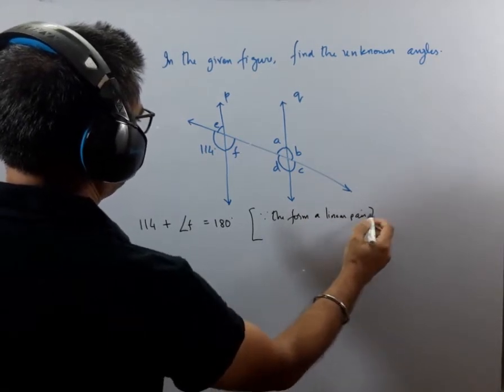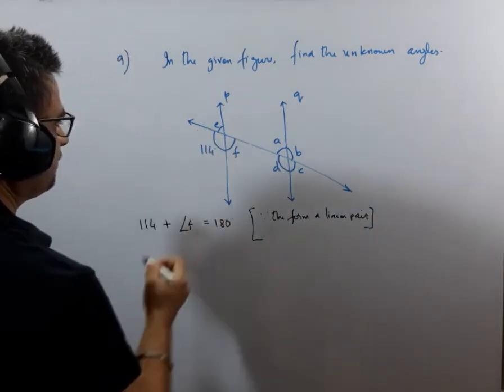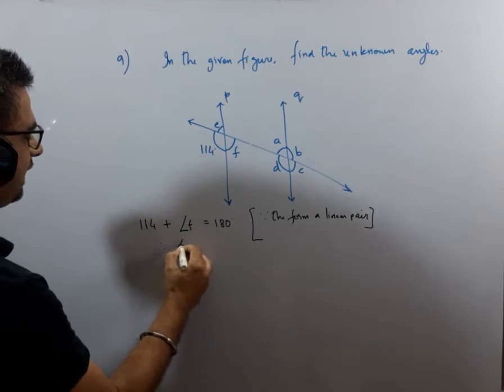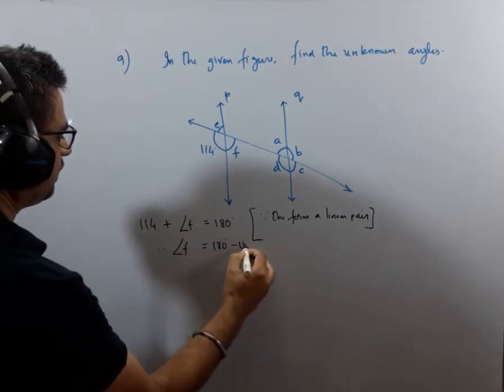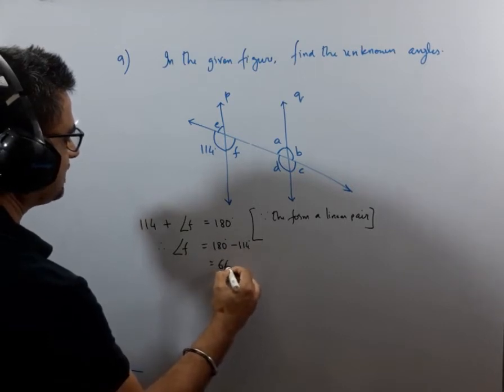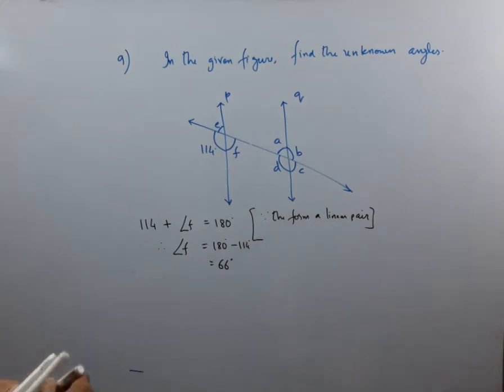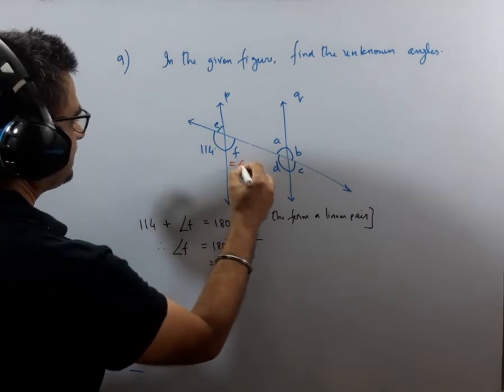They form a linear pair. These two angles form a linear pair because this is along a straight line. So we can now find angle F. Angle F is equal to 180 degree minus 114 degree, and that comes to how much? 66 degree. So we know how much angle F is. Let's write that down over here. Angle F is equal to 66 degree.